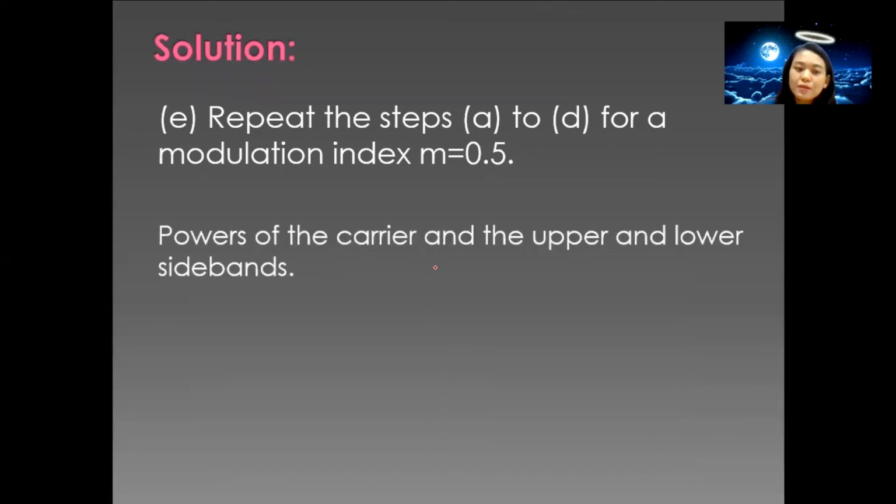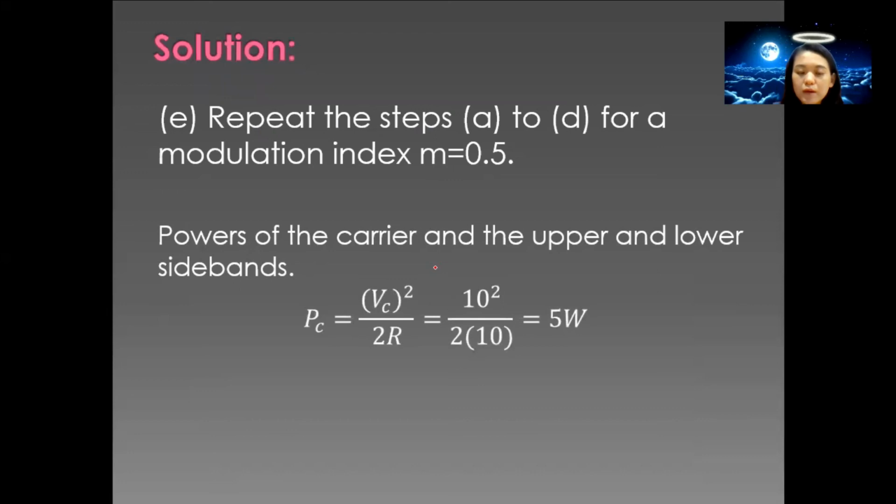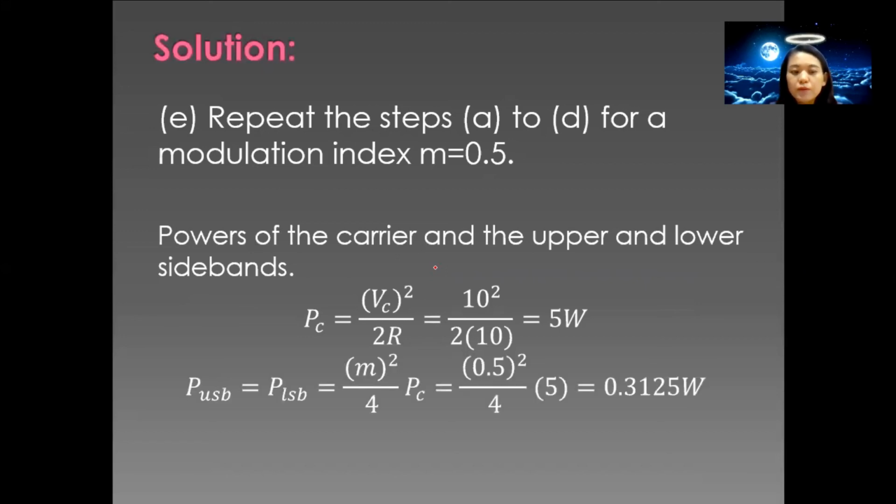It's easy. We calculate the first one, repeating A, the power of the carrier and the upper and the lower sideband. We just use back PC equals VC squared divided by 2R. Then we substitute VC as 10 volts, and our R is 10 ohm. We will get 5 watts for PC. Then for the PUSB and PLSB, here's the difference. We have to substitute our M with 0.5, then square and divide by 4 multiplied by 5, and we'll get 0.3125 watts.